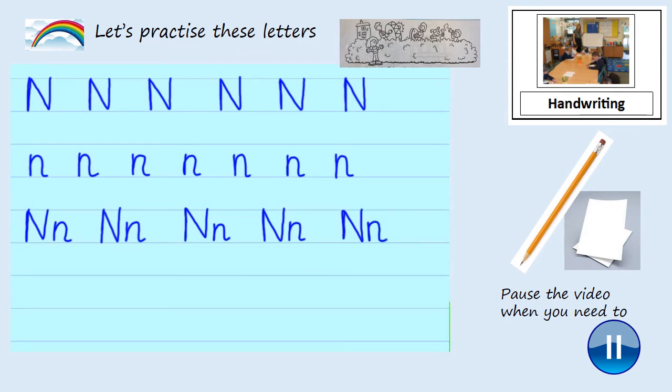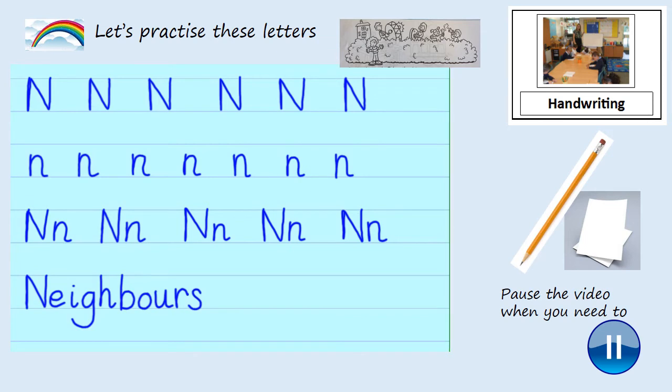Now let's write a sentence using N and N. Neighbours are noisy. Now neighbours is at the start of the sentence, so it needs a capital letter. Capital N. Neighbours are noisy. And that's the end of my sentence, so I need a full stop.